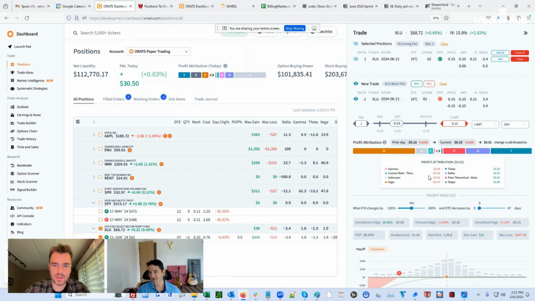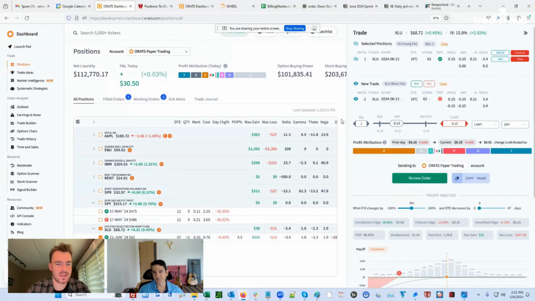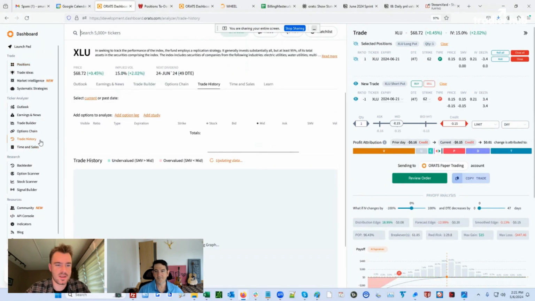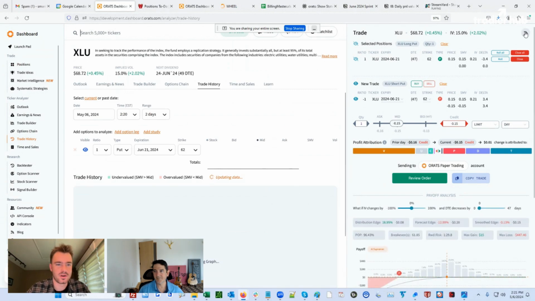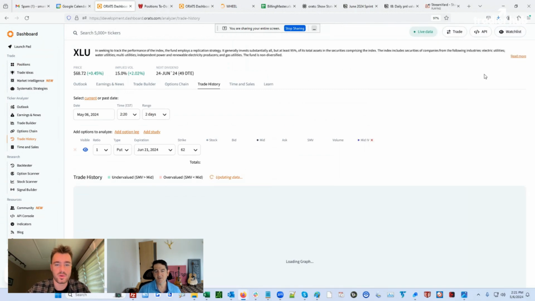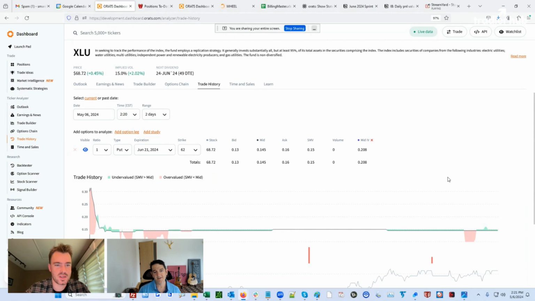One of the cool things here is that if you pull up the trade history, you can see these in more detail, right? If the profit attribution isn't quite enough, say you want to see another few days or a week more of history, or you want to see a graph of how those have changed, you can see that here. And you can also pull up the different Greeks as well. Right.